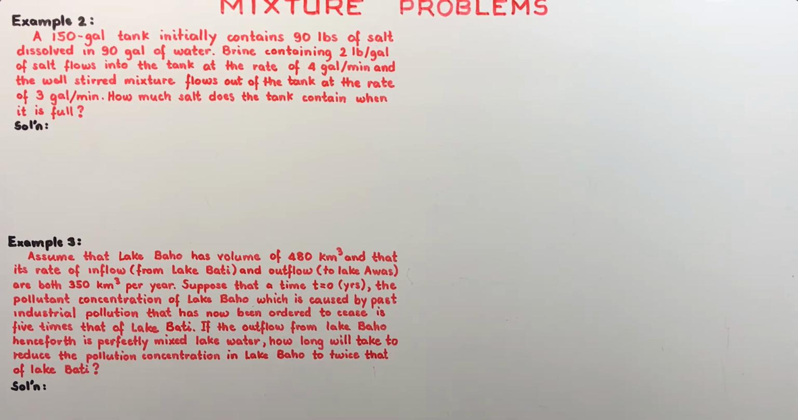Unlike our first problem, where the volume is constant because the rate of inflow is the same as the rate of outflow, the very interesting feature of this example is that, due to the differing rates of inflow and outflow, the volume inside the tank is not constant.